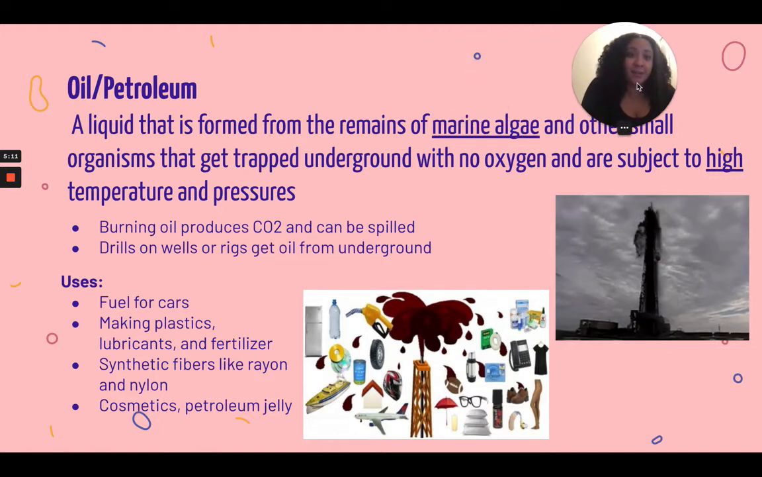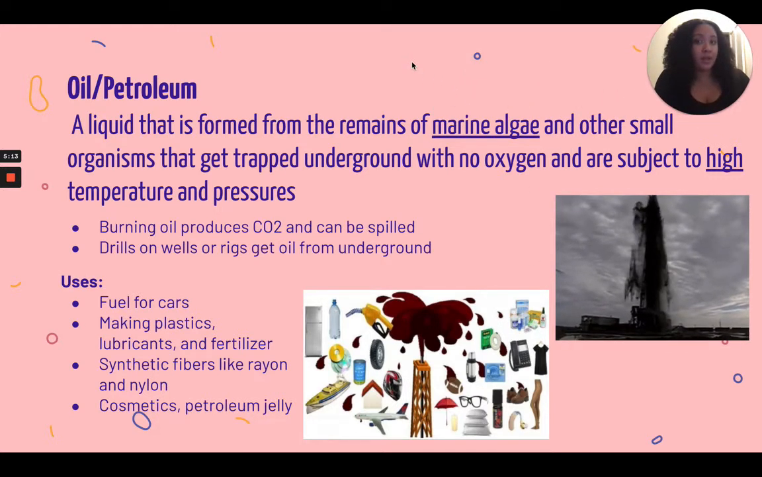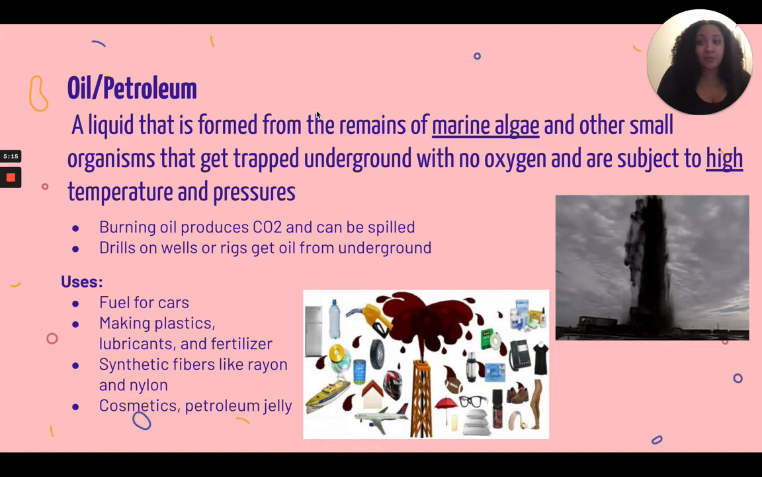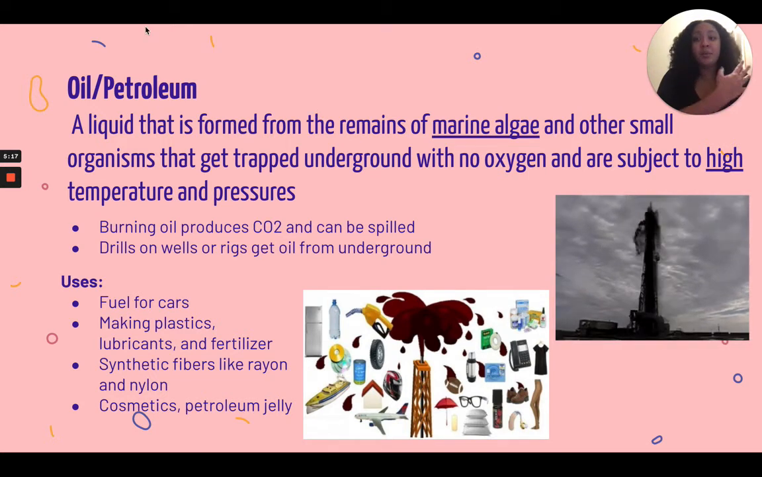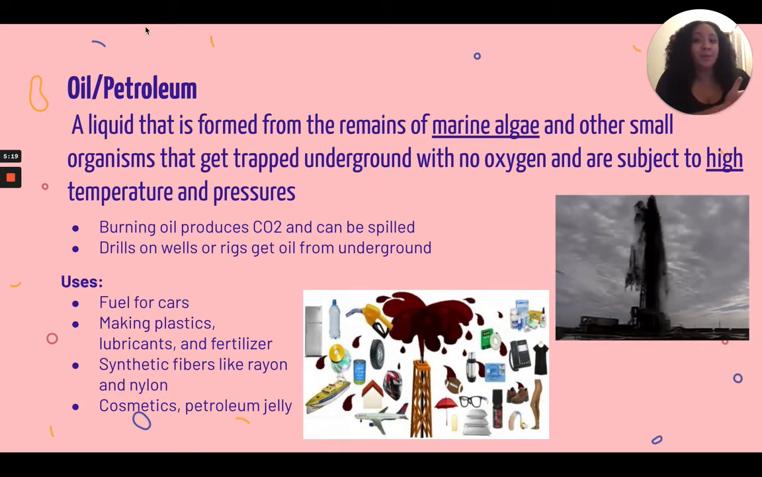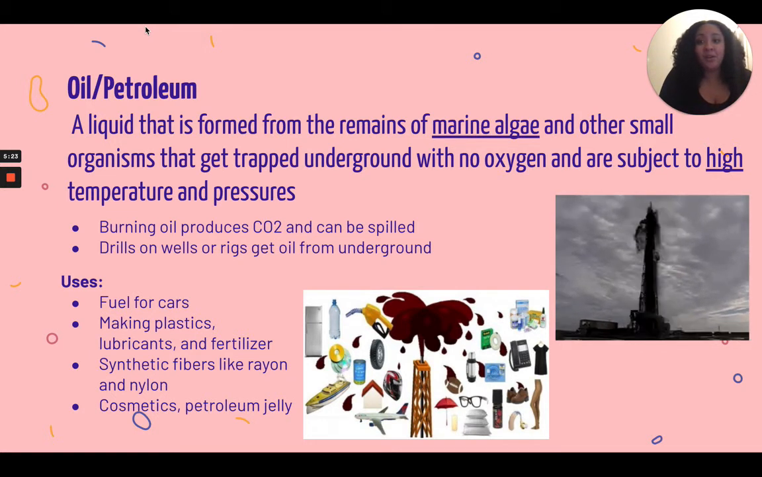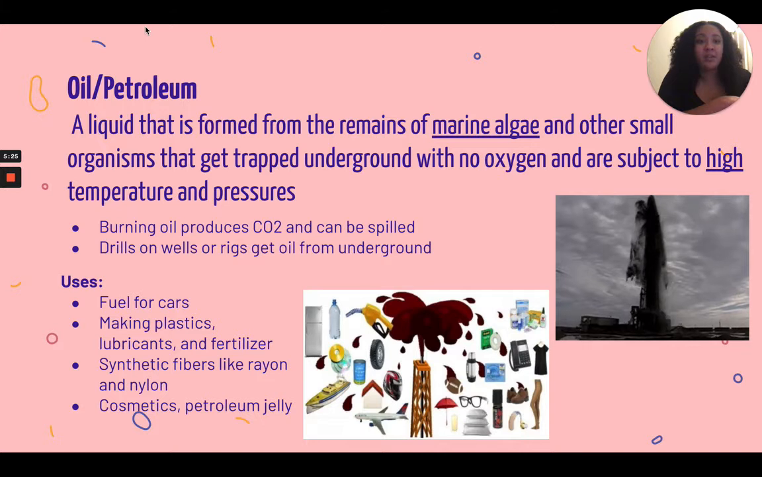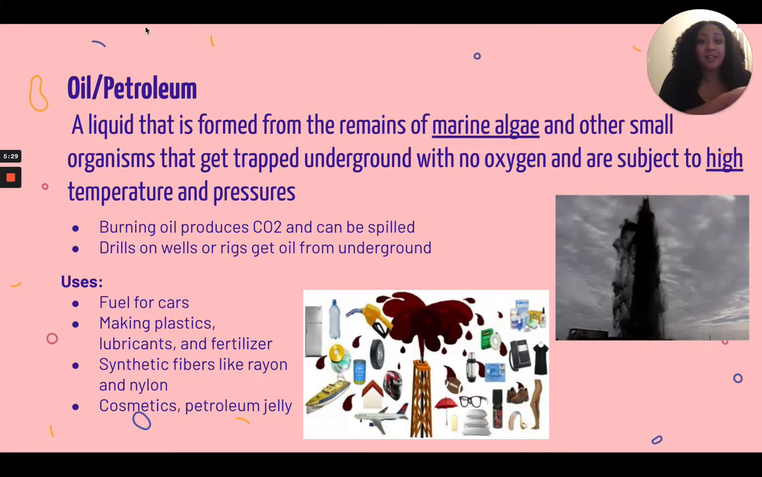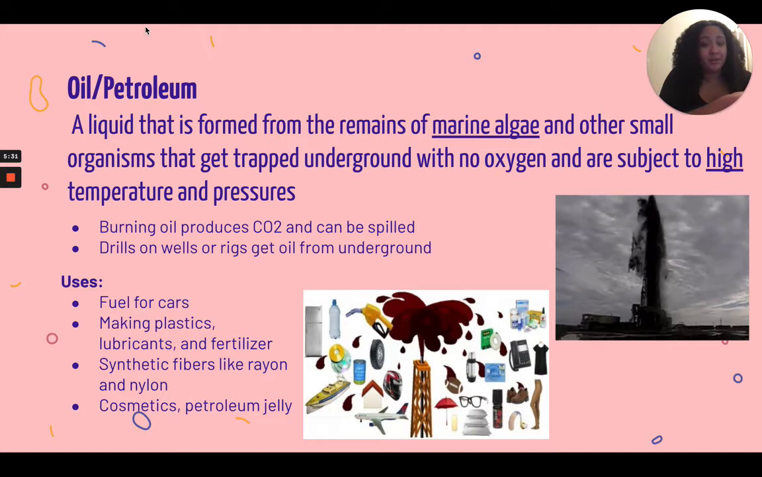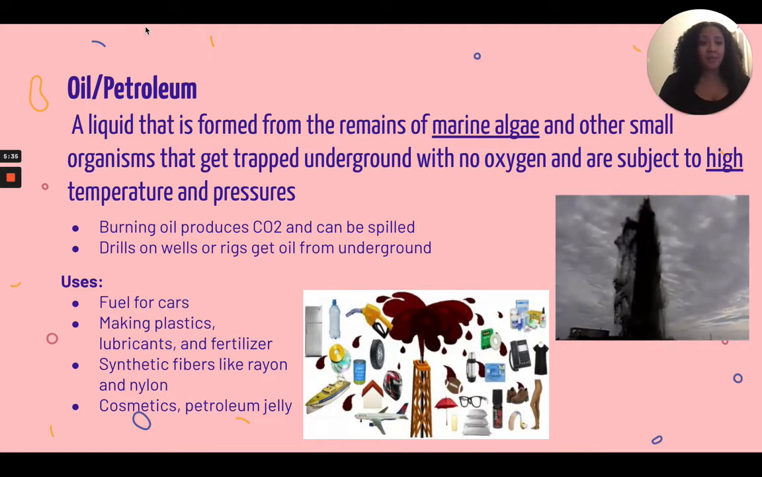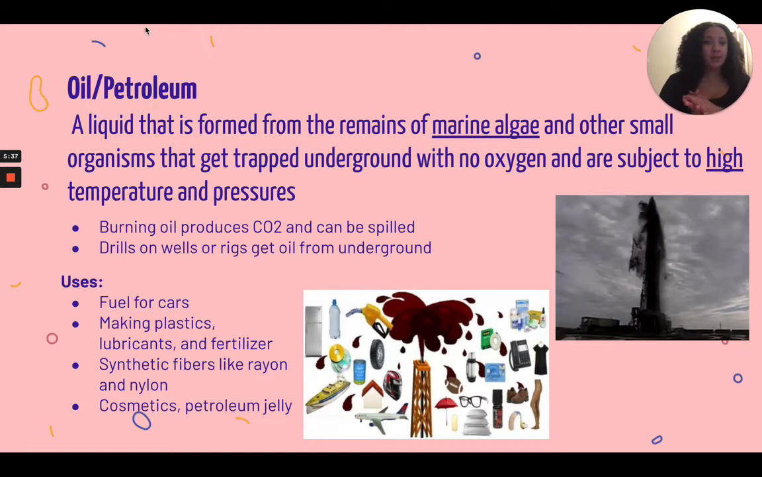Okay, so the next fossil fuel is oil. It's also called petroleum. So petroleum is a liquid that's formed from the remains of marine algae and other small organisms that get trapped underground with no oxygen. And they're, like coal, subject to high temperatures and pressures. Okay? So wherever we get oil, that means there was water. Okay? Because they are formed from marine algae.